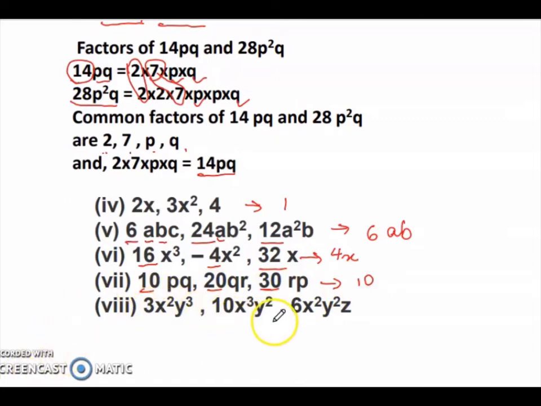So here when you compare the coefficient part, you have 3, 10 and 6. So they don't have any common factors over here. Now come to the algebraic expressions part. So here you have got x square, here you have x cube, so x square is there here, x square is there here also. And y, you have y square everywhere. Z is there only in the last term, not in first two. So the common factor over here will be x square, y square.